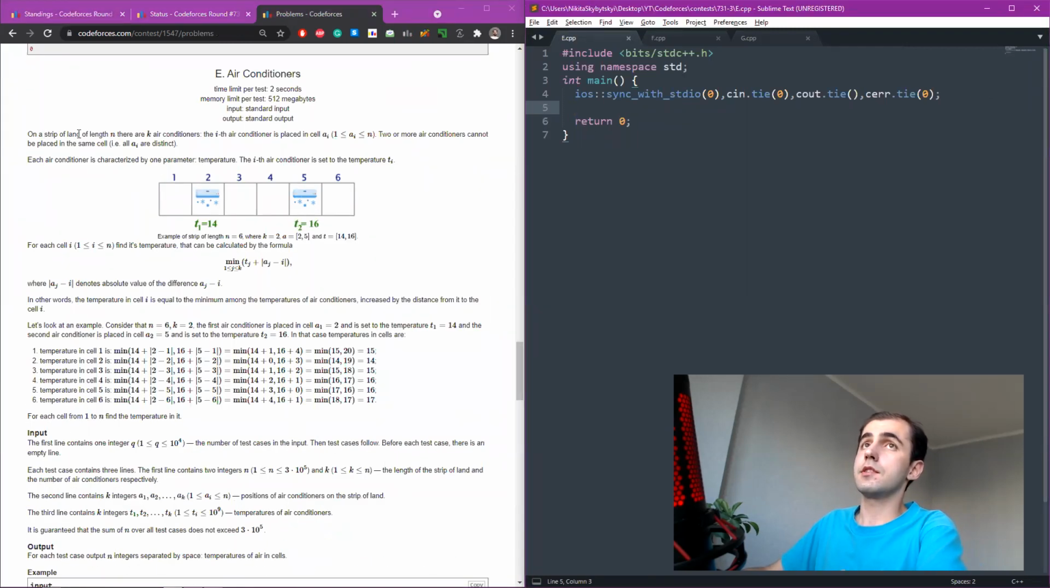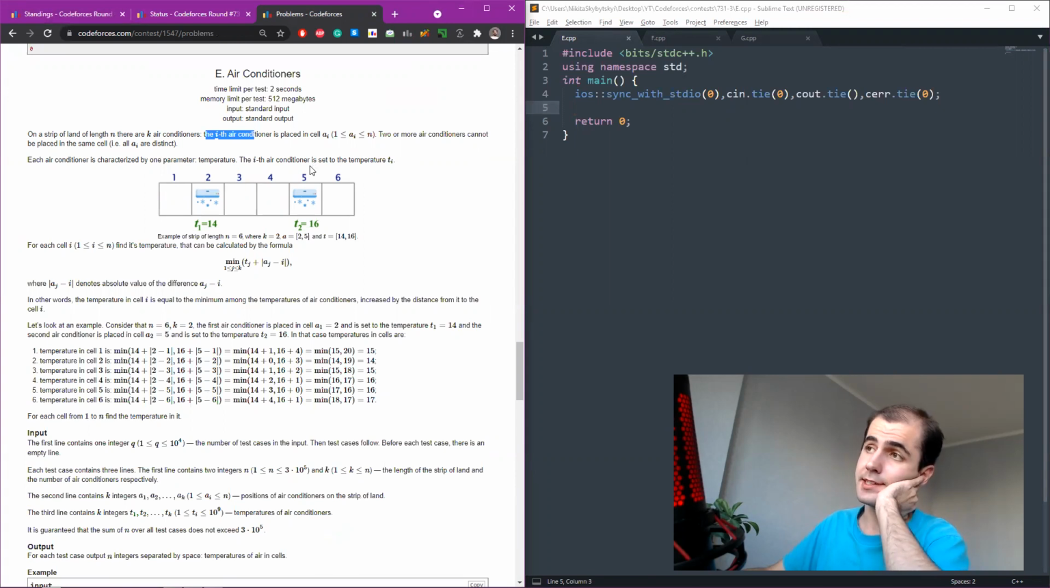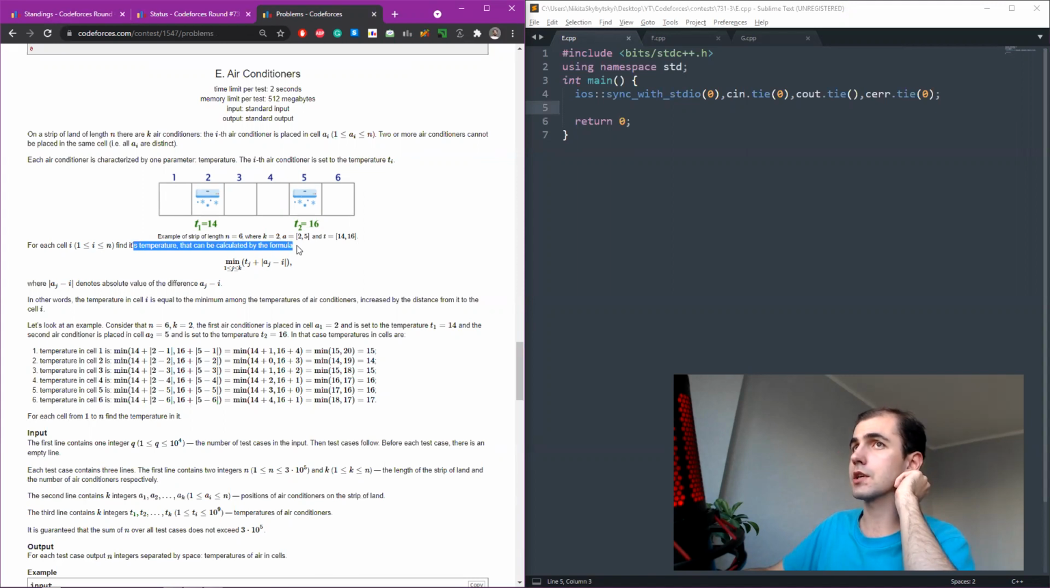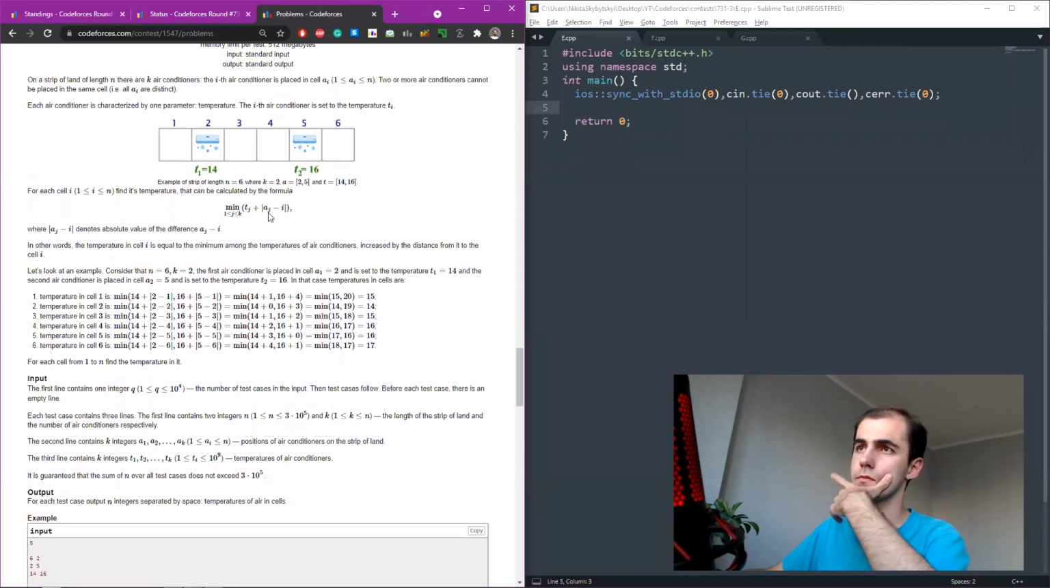Air conditioners. On a strip of land, okay, air conditioners. The i-th air conditioner is placed in a cell a_i. Two or more air conditioners cannot be placed in the same cell. Yeah, all a_i are distinct. Each air conditioner is characterized by one parameter, temperature. I don't know about your air conditioners, but my air conditioner has many more parameters. So the temperature is t_i. For each cell, find its temperature, which can be calculated by the formula minimum of t_i plus distance. Okay, so this is 14, then 15, 16. Okay, that's it.